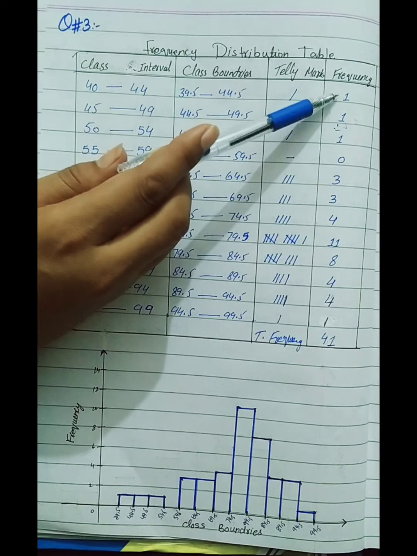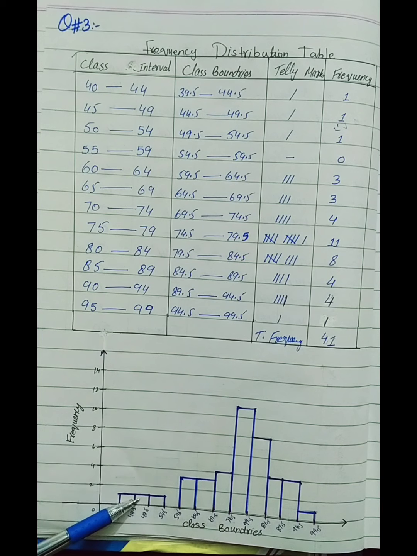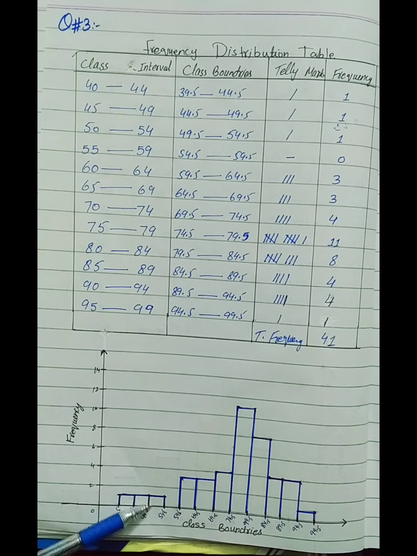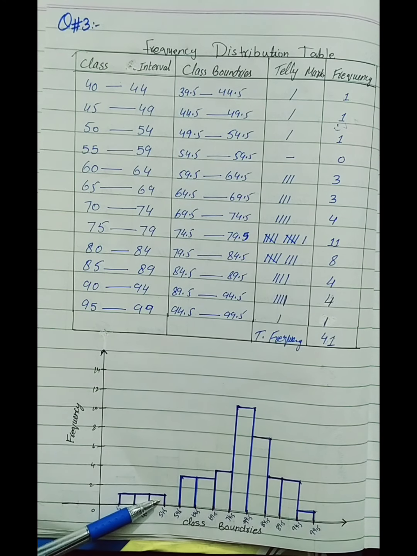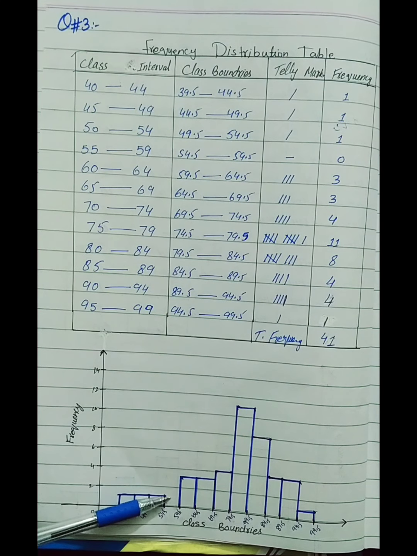So the first frequency is 1. We mark 1 and draw a bar. The next is also 1, so we draw a bar. The third is also 1, so we draw a bar. The next is 0, so there is no bar here.